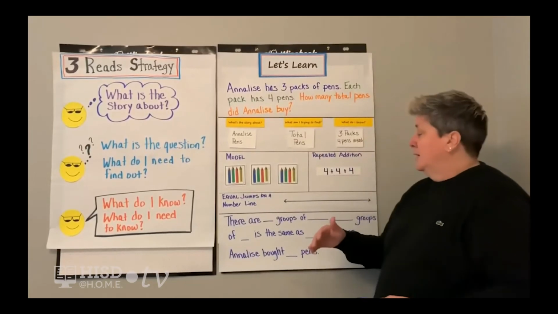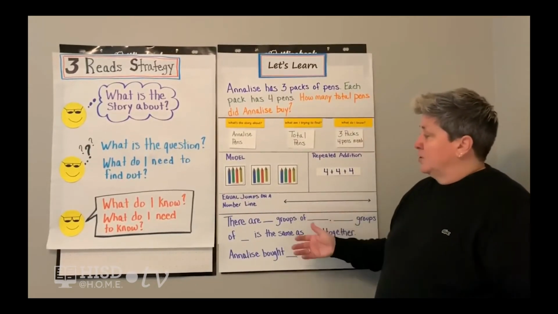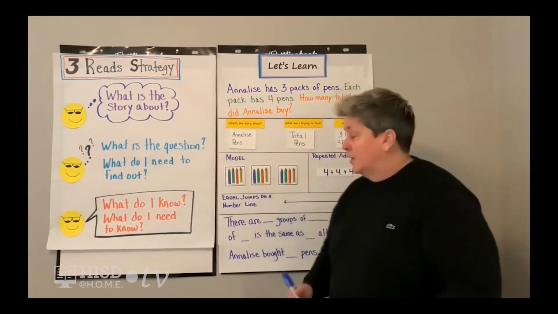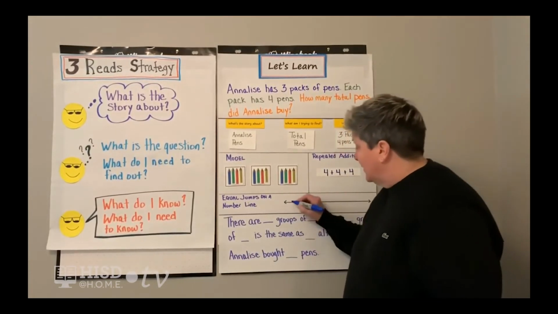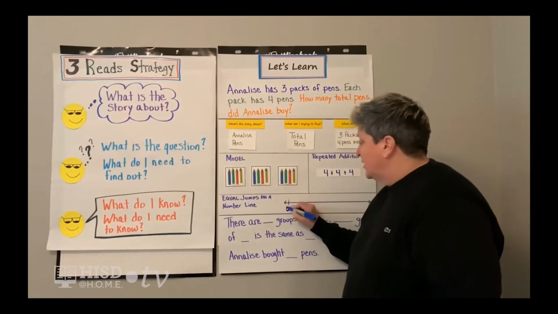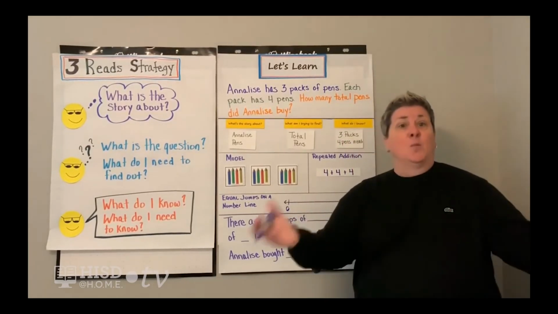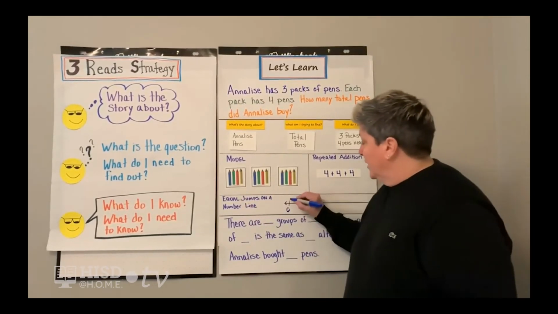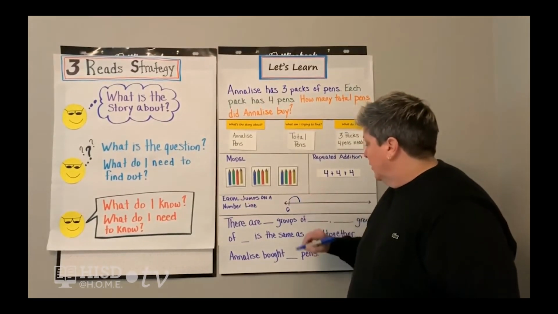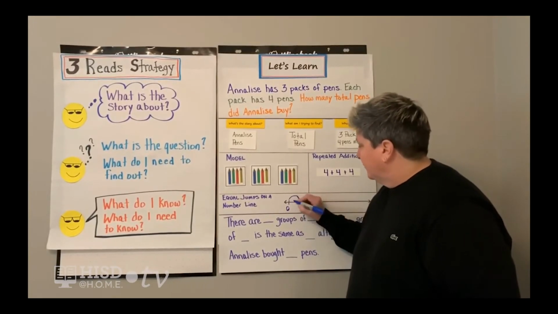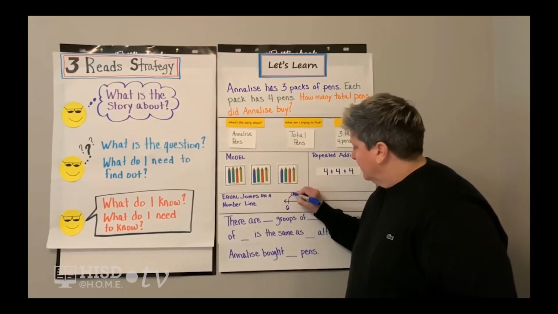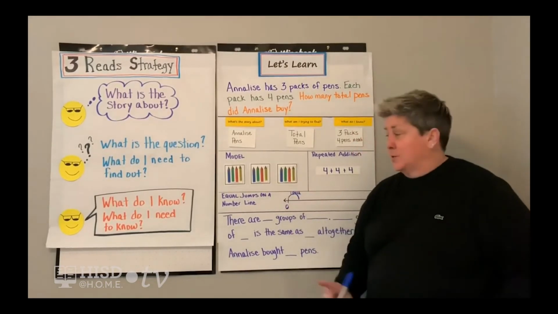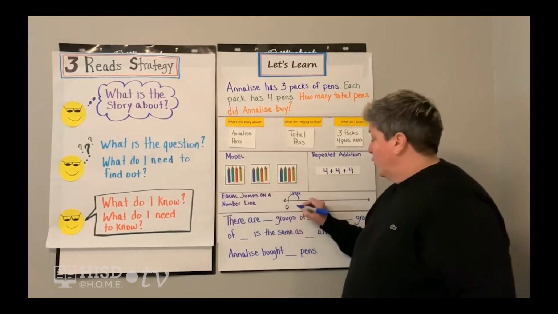So as we do this, where did we start? We went to the store because Annalise needed packs of pencils. So she didn't have any pens at home. So we know she started her day with no pens. So how many pens are in the first pack? We know that she bought 1 pack. And that 1 pack had how many pencils in it? It had 4.